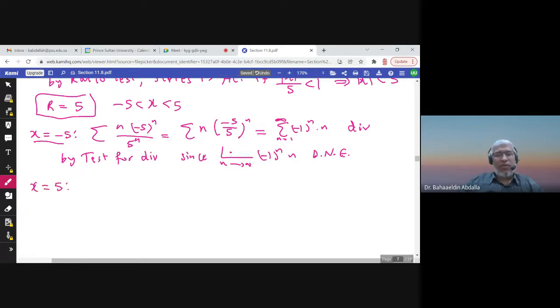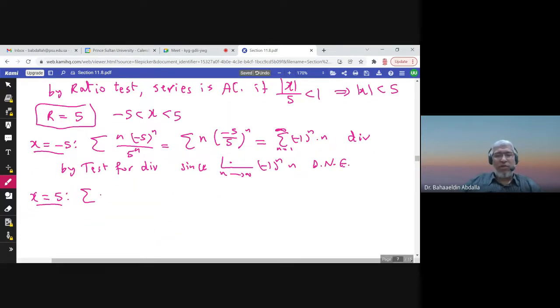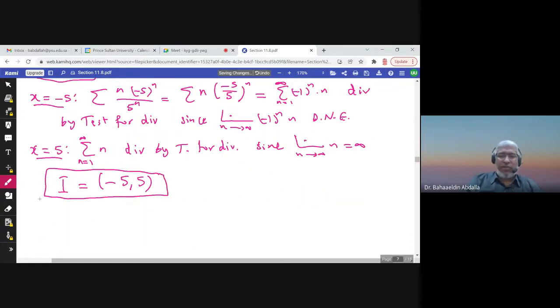While when x is 5, I will have 5 to the power n, and it would be cancelled with 5 to the power n. So I have summation n. And this is divergent by the test for divergence, since the limit of n when n approaches infinity is infinity, not 0. So the interval of convergence is open -5 to 5, because these two series are divergent.